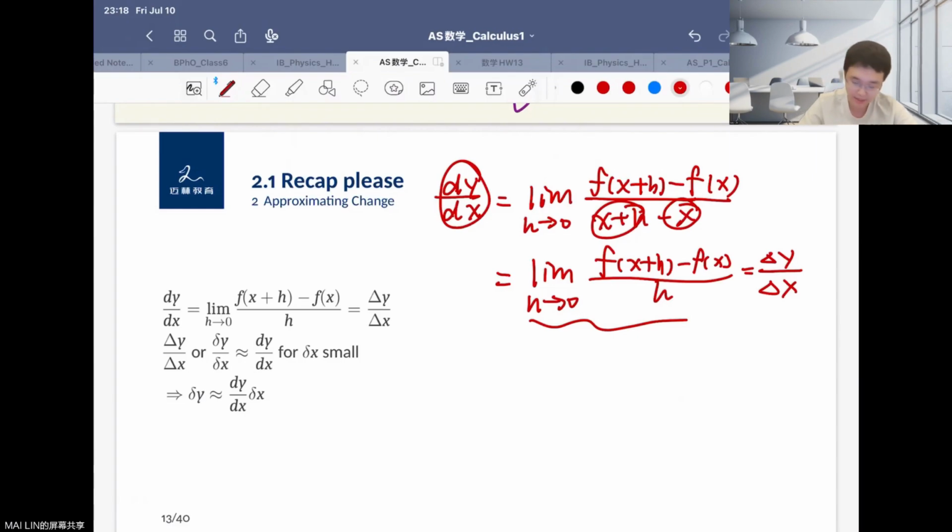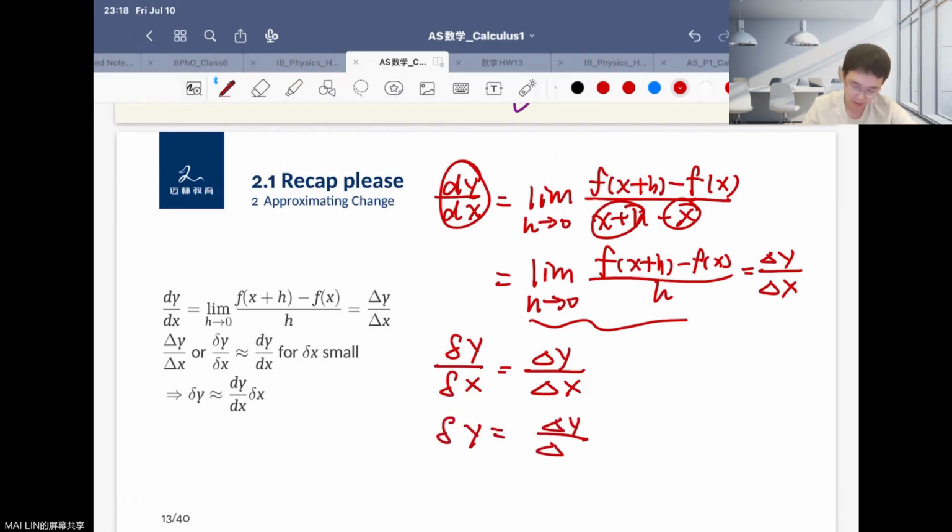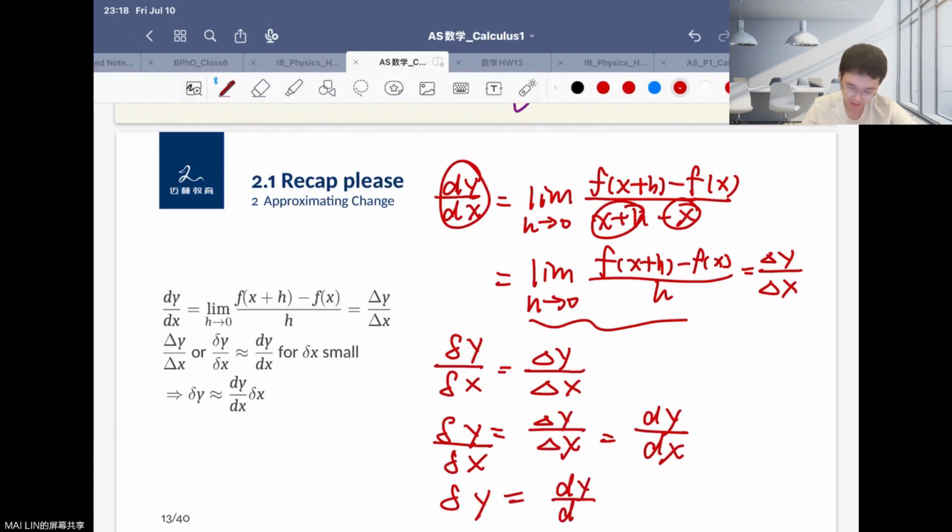Okay, so then we can say delta y means the change in y and delta x means the change in x, equal to delta y over delta x. Okay, so then we can also say that delta y equals dy over dx times delta x. But then you can just consider that this is approximately an estimation for some problems.